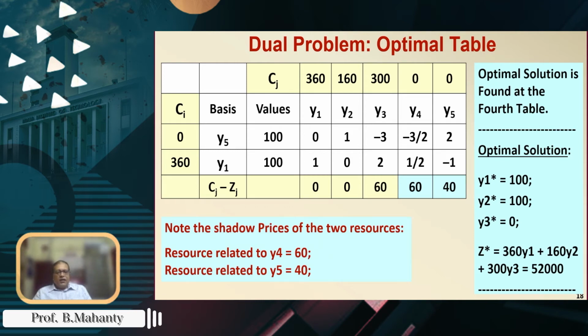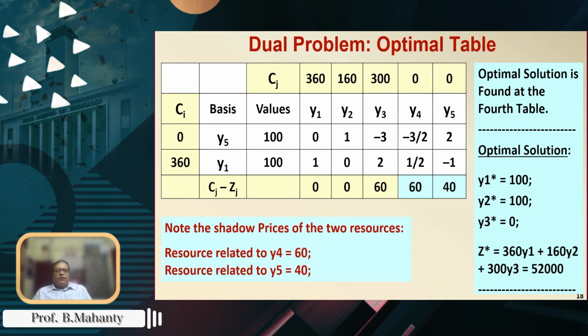So here, you look at the final solution of the dual problem. You will find the final solution is y1 equal to 100, and this is wrongly written. This is not y5, this is y2. So y2 equal to 100. All right, so this is a mistake. So y1 is 100 and y2 equal to 100. So the optimal solution is y1 star equal to 100 and y2 star equal to 100, and y3 is not in the basis, so its value should be 0.